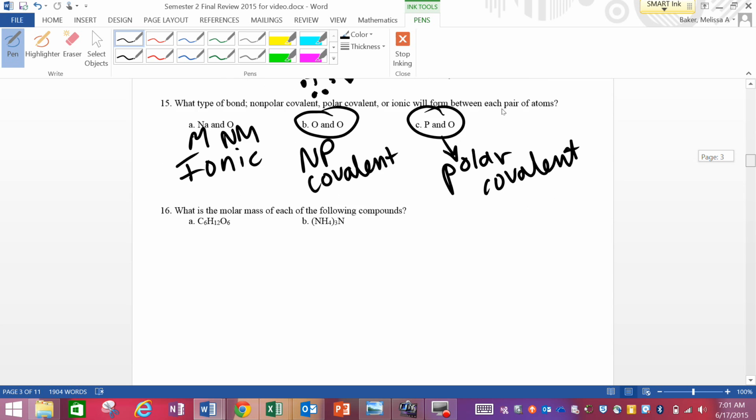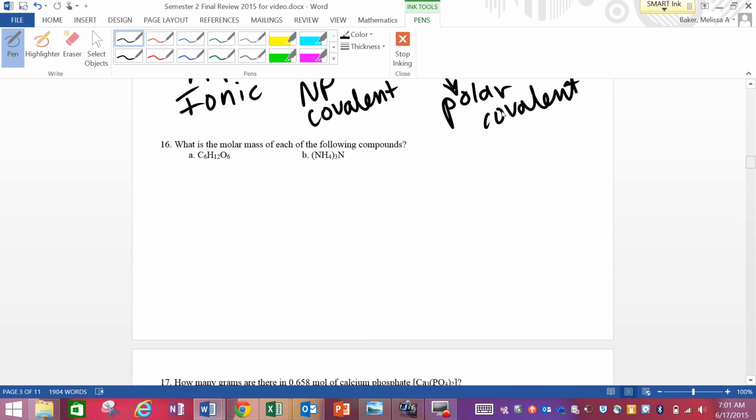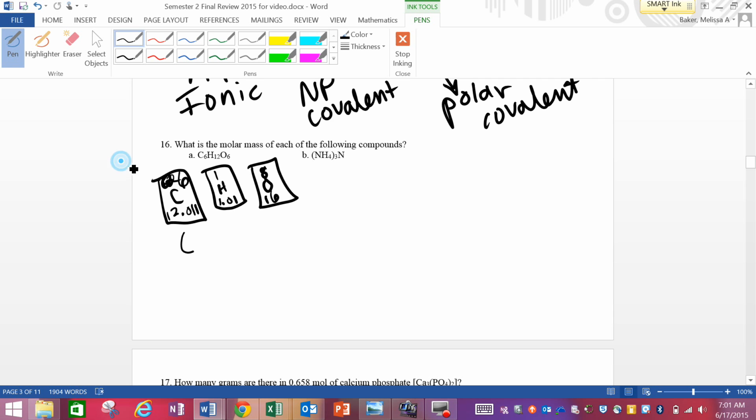Switching gears completely, number 16, what's the molar mass of each of these compounds? So as a little review, if you want to figure out the molar mass of something, you have to look at each atom's individual molar mass. Carbon's number 6, and its molar mass, 1 mole of carbon atoms weighs 12.011. Okay, hydrogen's number 1, 1.01. Oxygen is number 8, mass 16.